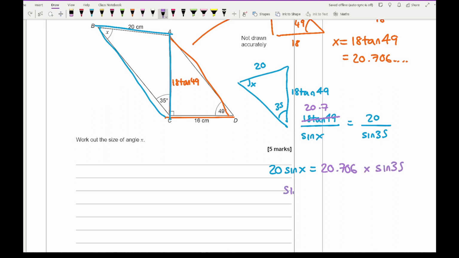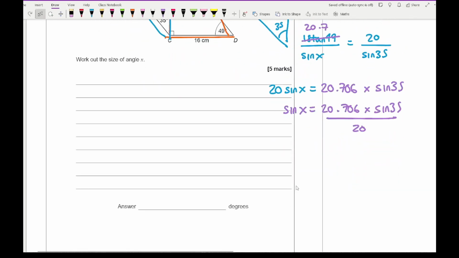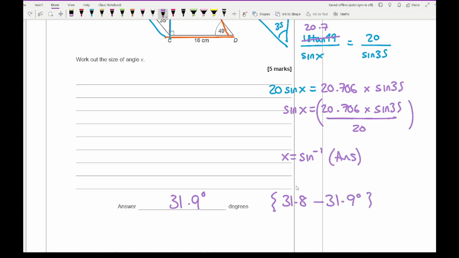I then take the 20 over, so I get sine X equals 20.706 multiplied by sine 35, all divided by 20. And then X equals the inverse sine of the answer on my calculator, or basically this whole fraction there, and I get an answer of 31.9 degrees. Now, any acceptable answer is 31.8 to 31.9 degrees. So if your answer is slightly off from mine, as long as it's within that range, it's all good. You would get full marks for it.